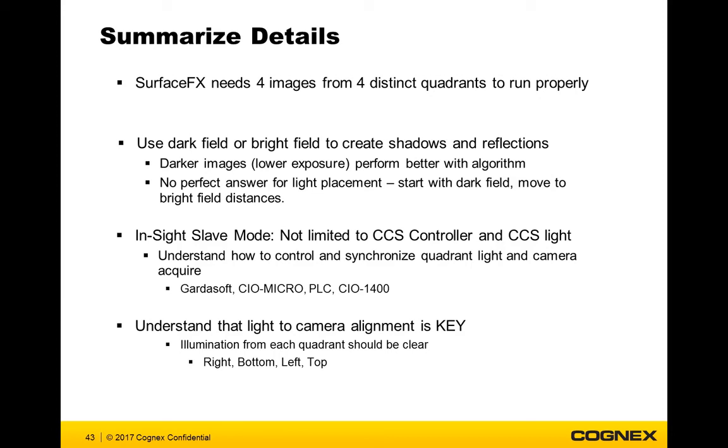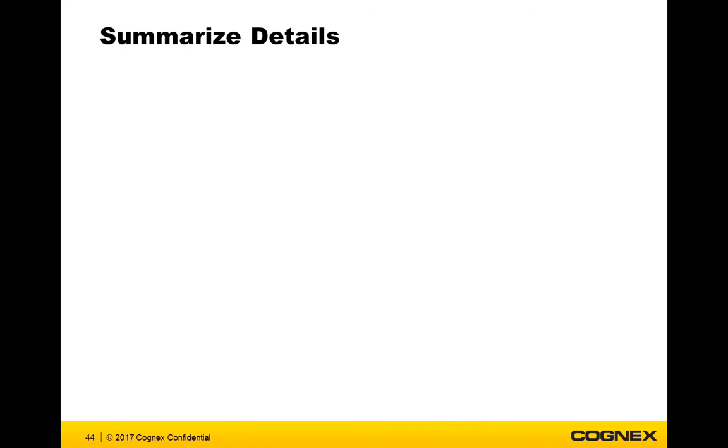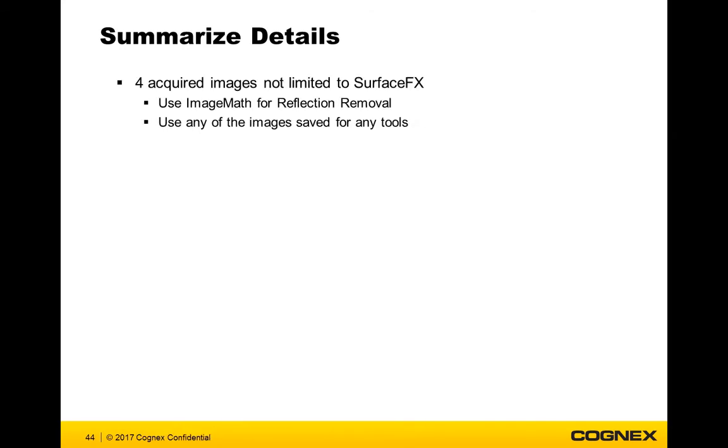So when you're using an external light, things to keep in mind is the camera alignment is key. Camera to light alignment is key. We want to make sure that each light comes in from the quadrant it's supposed to. We want to make sure it's coming in straight: right, the bottom, the left, and the top. We don't want anything in the corners. Try to minimize that if you can, right?